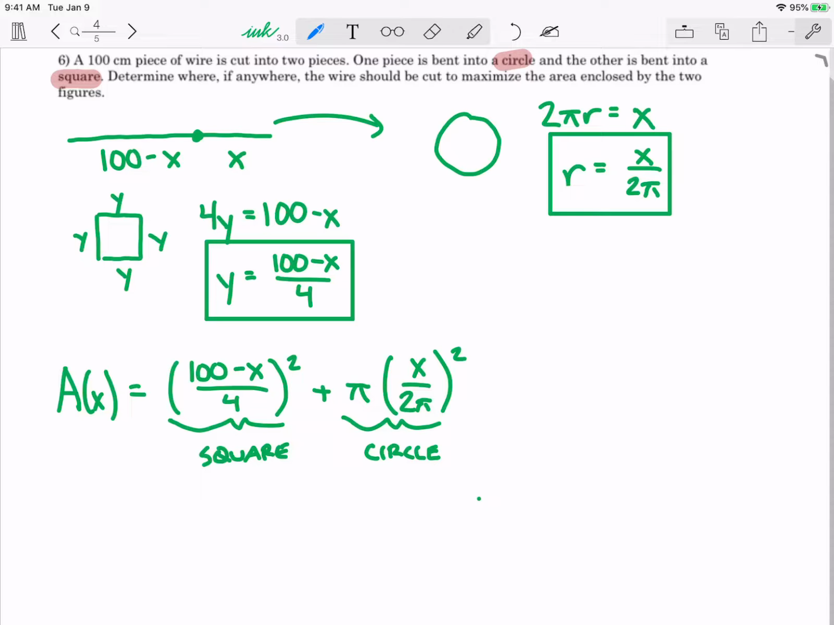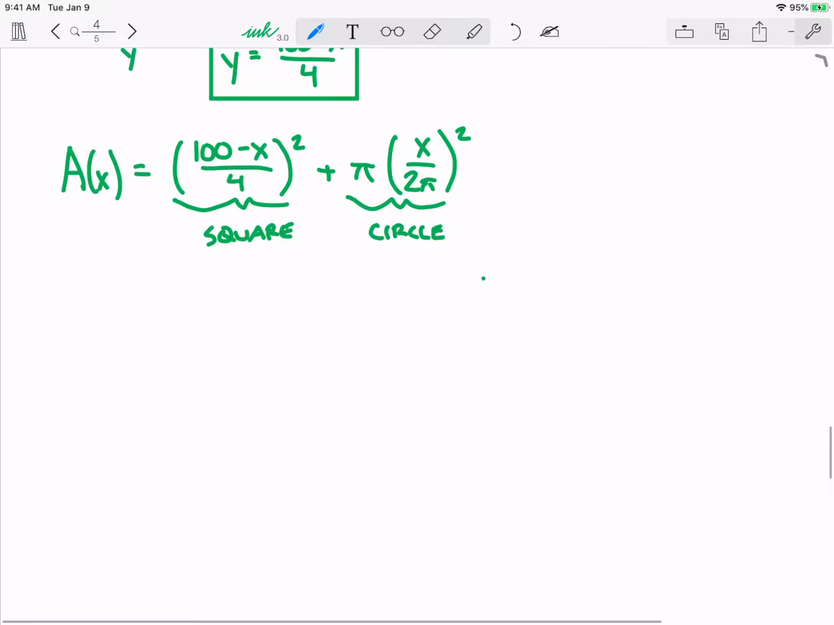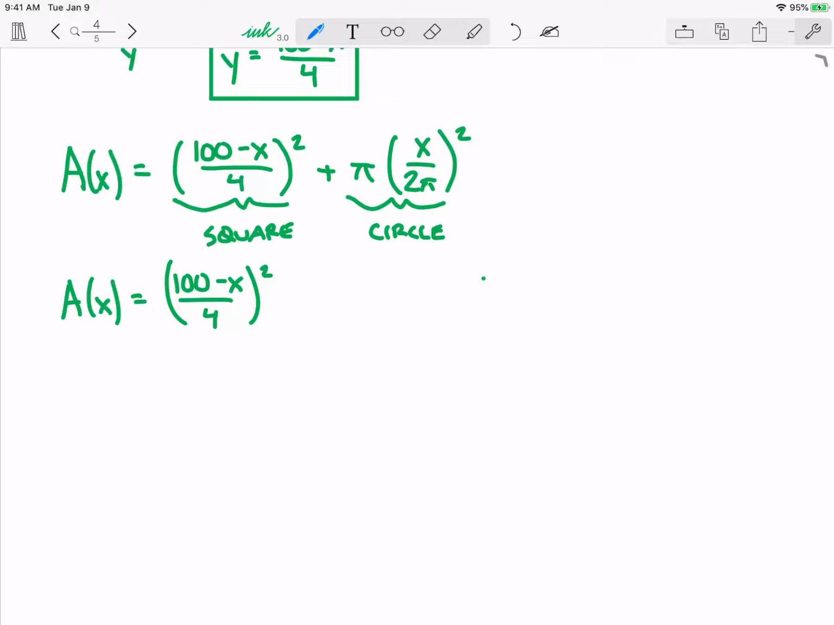Now, if I rewrite this just a little bit, and I'm not going to do a whole lot of rewriting because this one works out fairly nicely, I'm actually going to leave this one alone. I'm not going to actually square that polynomial, but I am going to rewrite this as 1 over 4 pi x squared. Again, you should check the simplification of that. Now I'm ready to take my derivative, set it equal to 0. So A prime of x.